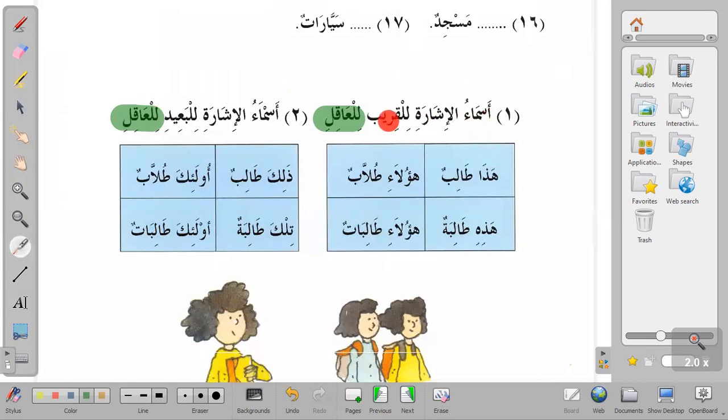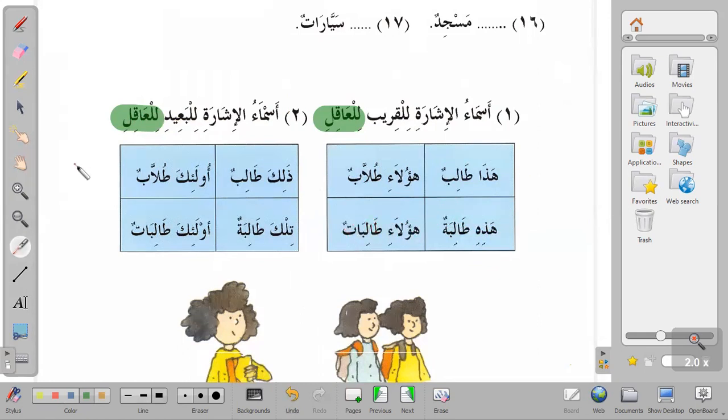So Asma'ul ishara lil qarib lil ba'id. So this is close and this is far away. But for akil, okay, things like human beings. So haza, the plural is of course the normal one, haulai. Then hazihi, so haza talibun, haulai tulabun. Okay, and when it is female, hazihi talibatun, and when they are plural, haulai talibatun.